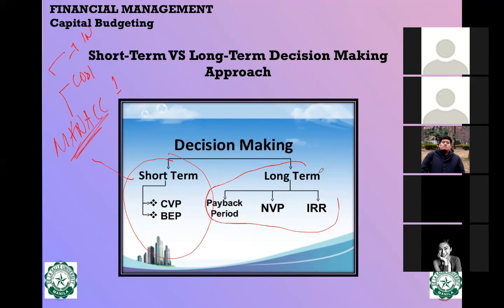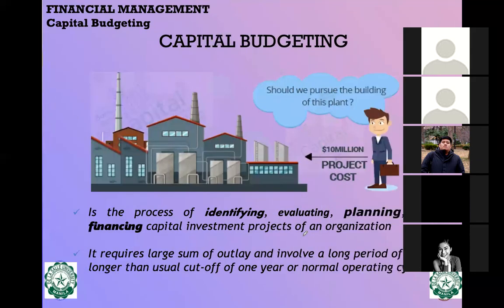As part of financial management, we are now here at the long-term. So, the payback period, the net present value, and also the IRR, the internal rate of return. All right. I repeat myself. Capital budgeting, of course, is to identify, to evaluate, to plan, to finance your capital investment decisions or a capital investment project of the organization. Again, it requires a large amount of money, long-term, irreversible, under normal operating cycle.